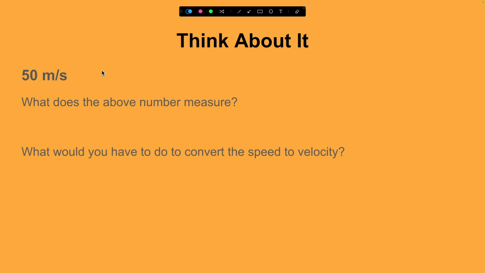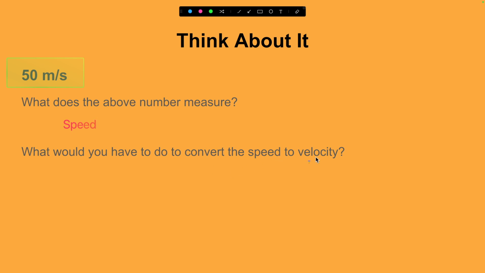What does the above number, the one that's right here, 50 meters per second, what does that measure? Is it speed? Is it velocity? Is it how far a car can drive? The correct response is speed. It's measuring speed because it's just got a distance over time.